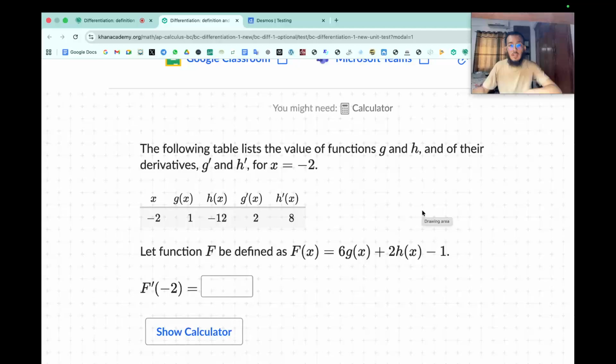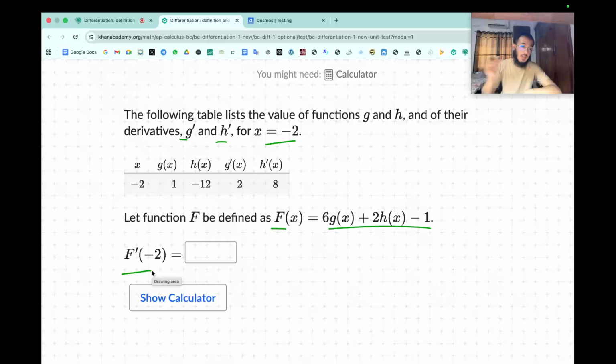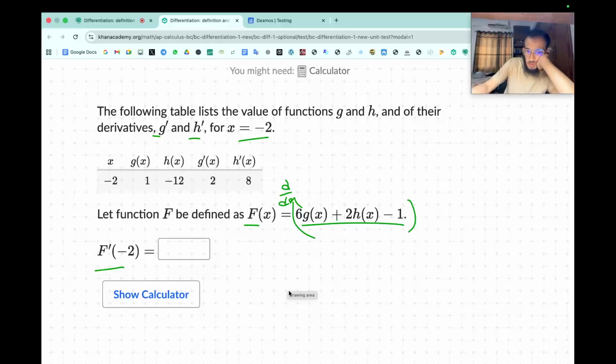The following table lists the values of functions g and h and of their derivatives g prime and h prime for x equals negative 2. Let the function be defined as f of x equals this thing. What is f prime of negative 2? Basically, we have to differentiate this thing, find the d by dx of this thing and then plug in negative 2. So, how do you do this?